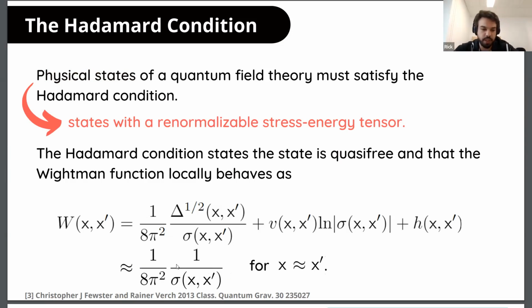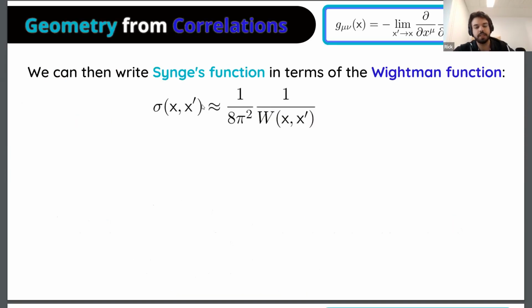So what one can do here at this point is to actually invert this equation so that we obtain Synge's world function, now written in terms of the correlation function of the quantum field. So this allows us to have this infinitesimal notion of spacetime separation between two events in terms of the correlation functions, or of the Wightman function, for the quantum field.